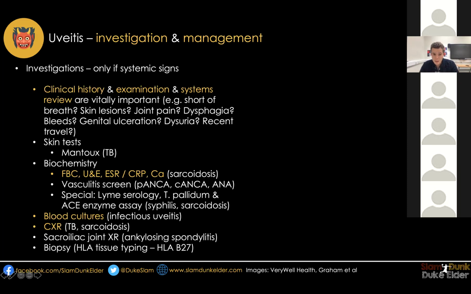Then you do a vasculitis screen, P-ANCA, C-ANCA and ANA, just to rule out any other causes of your uveitis that might be autoimmune related. A lot of vasculitic conditions are autoimmune related. Then you do some special tests, for example Lyme serology, syphilis serology, and sarcoid enzyme assays, okay? Blood cultures to rule out obvious infectious causes, and a chest x-ray to look for TB and sarcoid. Then you might start to think about some weird and wonderful tests.